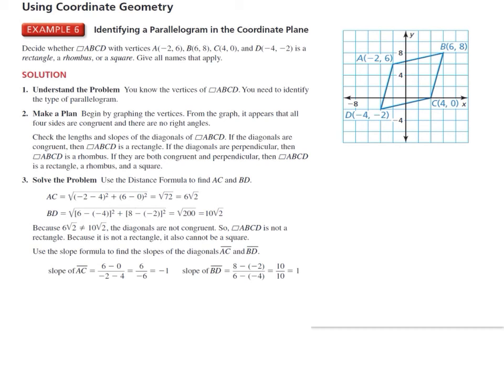Next, we can look at the slopes of the diagonals. So the slope of diagonal AC comes out to be -1. The slope of diagonal BD comes out to be +1. When we multiply those slopes, it comes out to be -1, which means the diagonals are perpendicular. So we can conclude that parallelogram ABCD is a rhombus, since the diagonals are perpendicular.